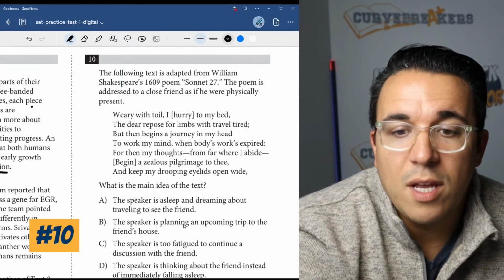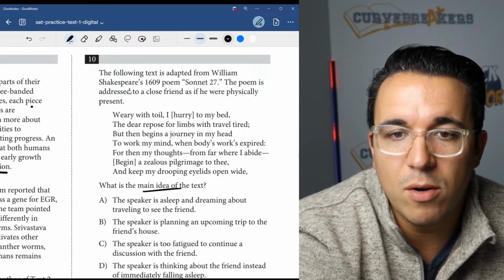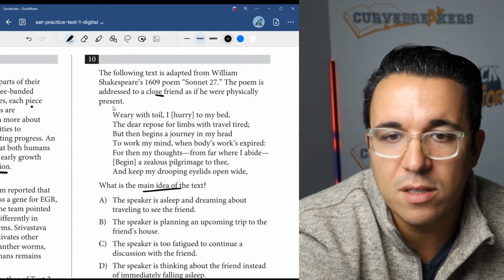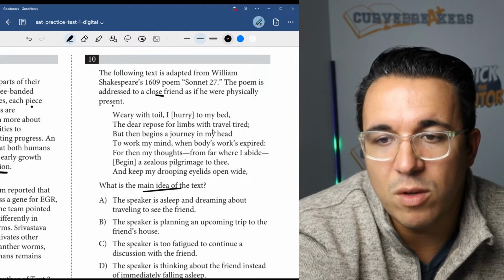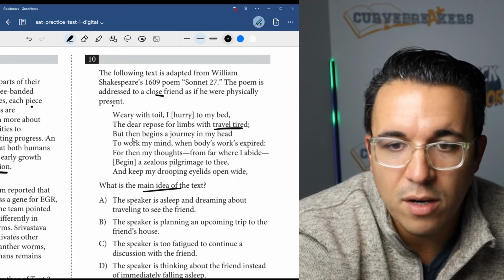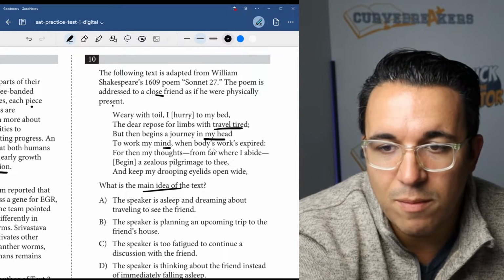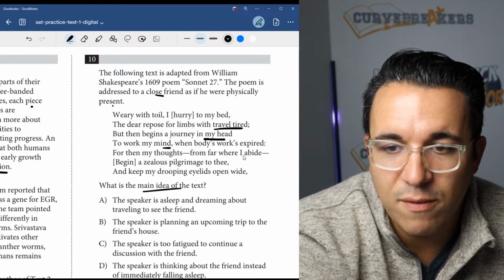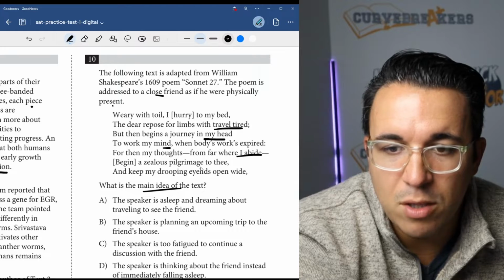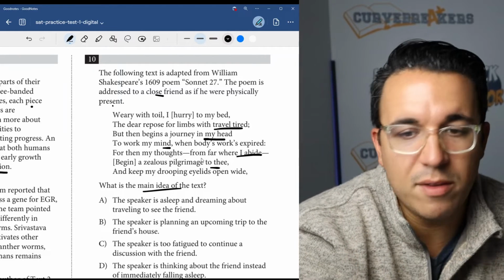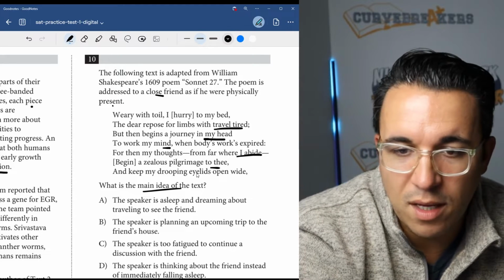All right, let's get into number 10. So once again, main idea. The following text is adapted from William Shakespeare's poem. The poem is addressed to a close friend as if he were physically present. Weary with toil, I hurry to my bed, the dear repose for limbs with travel tired. So this person is tired. Then begins a journey in my head, right? So thinking, to work my mind when body's work expired. For then my thoughts, far from where I abide, so far from where I live, begin a zealous pilgrimage to thee. So thinking about this other person, and keep my drooping eyelids open wide. So the person's staying awake to think about someone else.